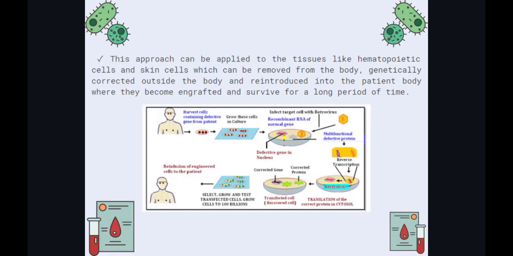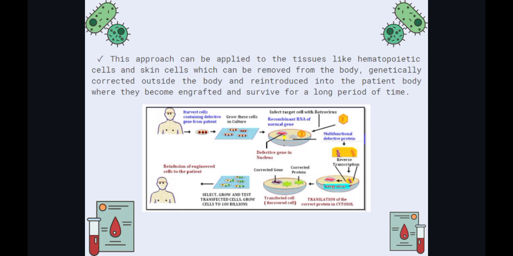Next is, this approach can be applied to tissues like hematopoietic cells and skin cells, which can be removed from the body, genetically corrected outside the body, and reintroduced into the patient's body, where they become engrafted and survive for a long period of time. Ito ang paraan ng ex vivo gene therapy kung saan ang mga gene ay inililipat sa mga cell sa labas ng katawan bago ito ibalik sa pasyente.